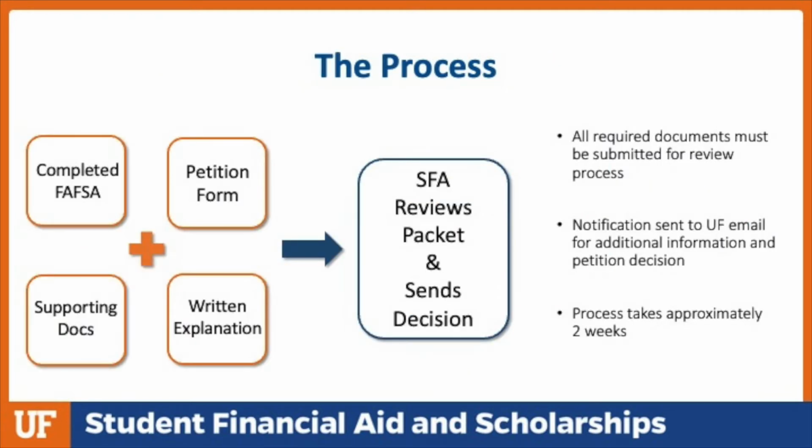So what does the process look like? First, you want to have a completed FAFSA on file with our office. Then you'll need to complete the petition form available on our website. Through the online form, you'll include any supporting documents as well as a written explanation detailing your situation. Once submitted, our office will receive the petition, review the documentation provided, and notify students through their UF email address of the petition decision. This process can take about 2 weeks.